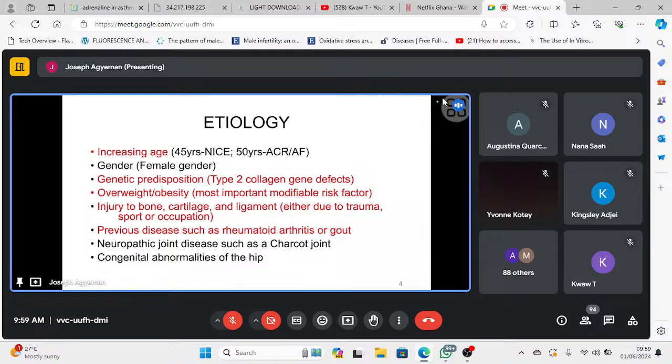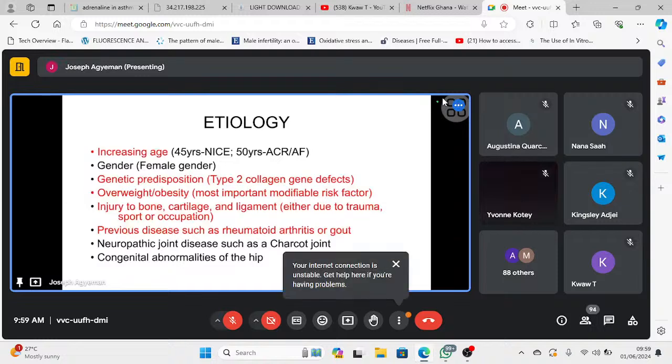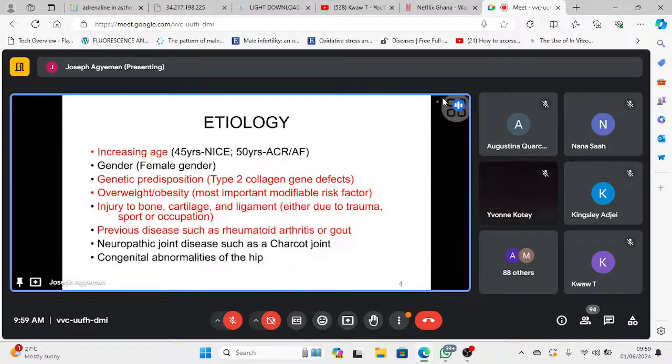We've implicated increasing age. And of course, as you age, as I said, the wear and tear continues. So by the time you are old enough, then you'll be having a lot of distraction such that a problem of osteoarthritis may occur. These guidelines would say that it starts or it is more common from 45, that early stage. But the American College of Rheumatology and the Arthritis Foundation, they normally implicate 50 years and above as the ages that are very common when it comes to osteoarthritis.